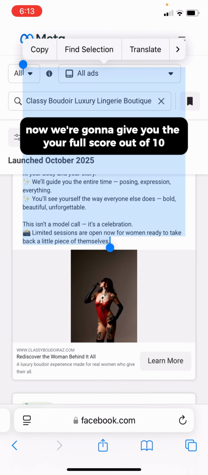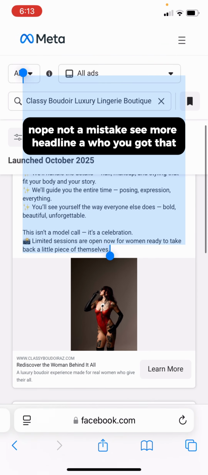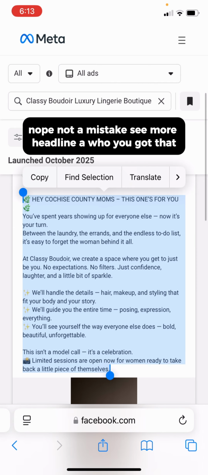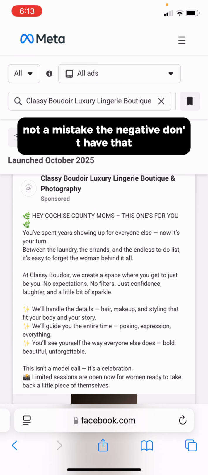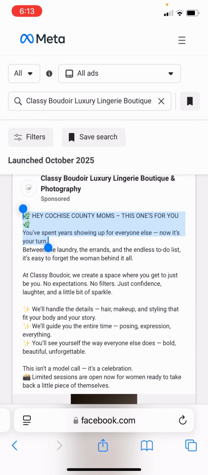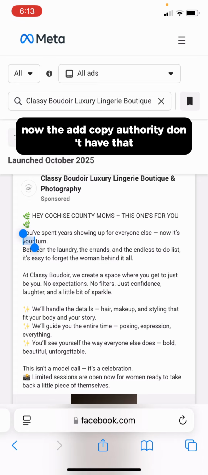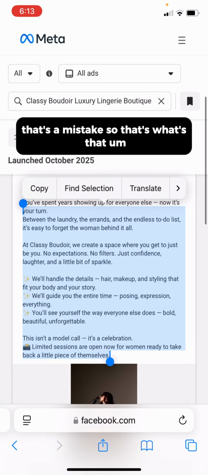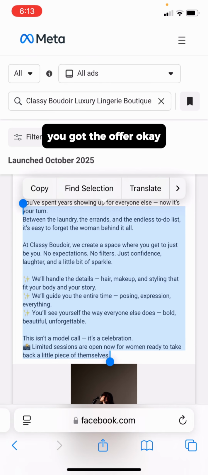All right, now we're going to give you your full score out of 10. See how many mistakes. So does it look like an ad? Nope, not a mistake. See more headline, a who? You got that, not a mistake. The negative, don't have that, that's a mistake. The positive, don't have that, that's a mistake, 2 mistakes. Hesitation slash roadblock, don't have that, that's a mistake. Now the ad copy, authority, don't have that, that's a mistake, so that's 4 mistakes, and then you got the narrative, you got the offer.